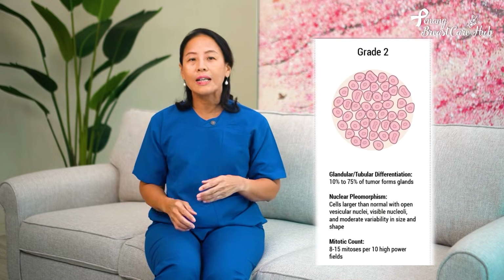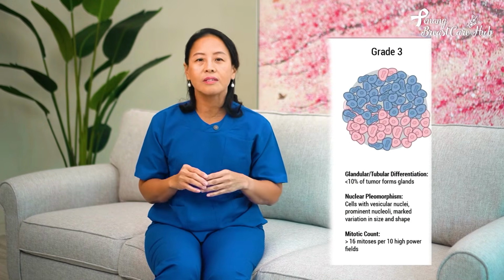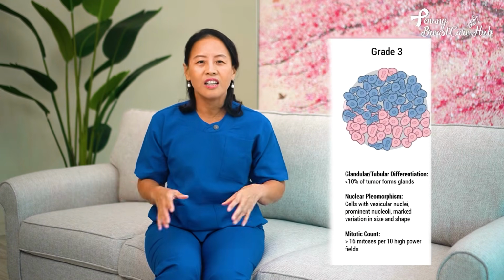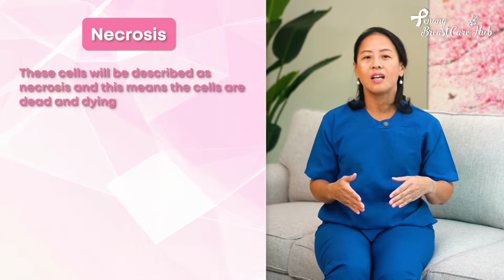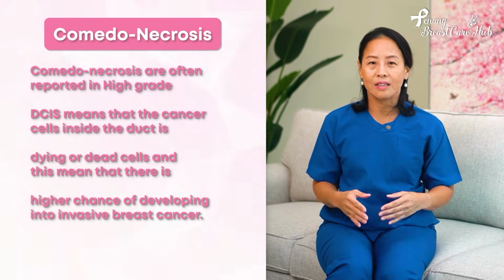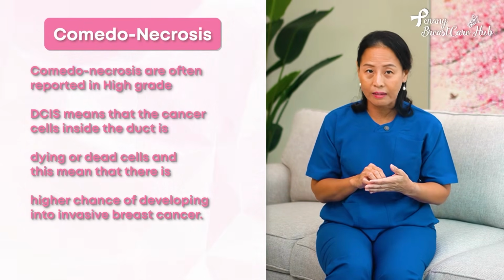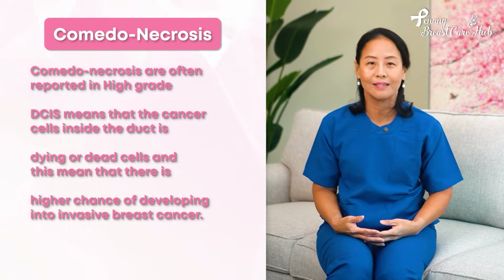In grade 2, the cells start to look more abnormal, out of shape and not uniform, with higher mitotic activity. And in grade 3, the cells look irregular, bizarre, disorganized with high activity count, and they are more fast-growing. Sometimes, these cells will be described as necrosis, and this means that the cells are dead and dying. Comedo necrosis is often reported in high-grade DCIS, meaning that the cancer cells inside the duct are dying or dead, and this means there is a higher chance of developing into invasive breast cancer.